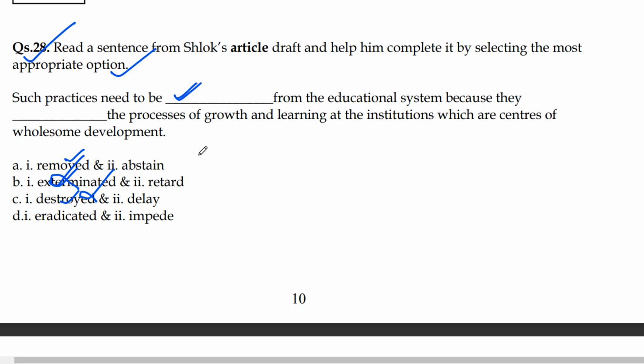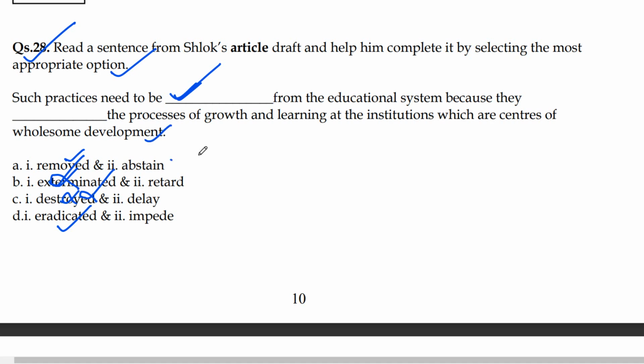The thing that we have to remember is we don't force a word to fit there. Then eradicated. Yes, it can be used. Such practice needed to be eradicated. Eradicated means to abolish from the educational system because they dash the process of growth and learning, the institutions which are centers of wholesome development.